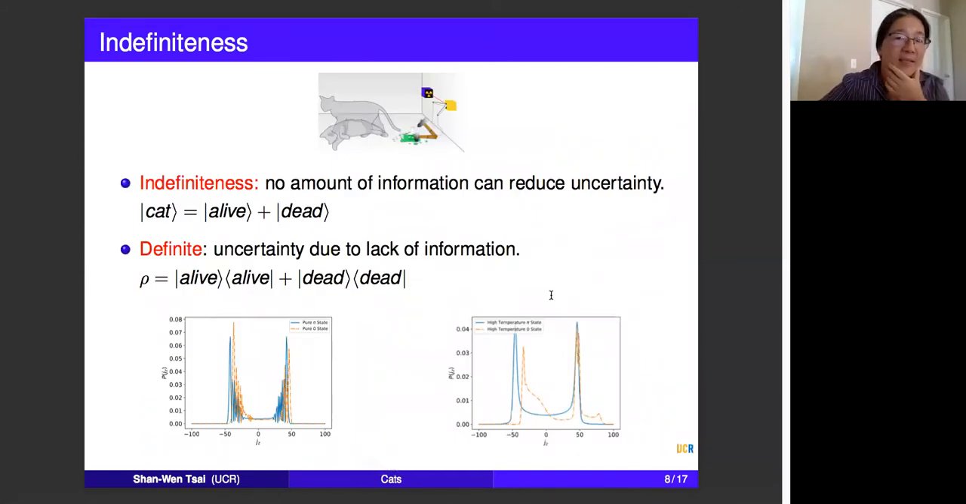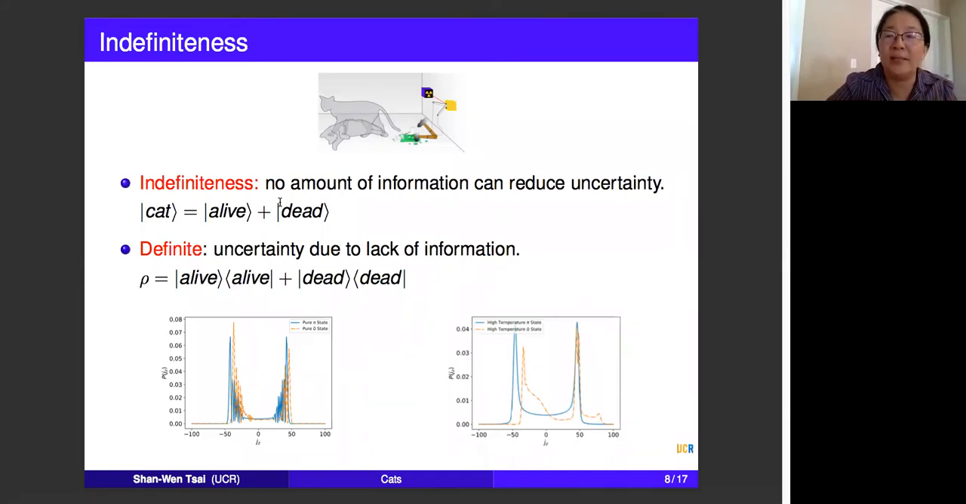Now, the indefiniteness, what I mean by that is the usual definition. You would have those two well-defined states, and the cat is indefinite if it's in a superposition of the two, in general a superposition. No amount of information, no measurement, there's nothing I can do to reduce that uncertainty. That uncertainty will come out in some measurements. If you repeat measurements of some quantity, you will see variance. It's all there, but there's nothing I can do to decrease that.